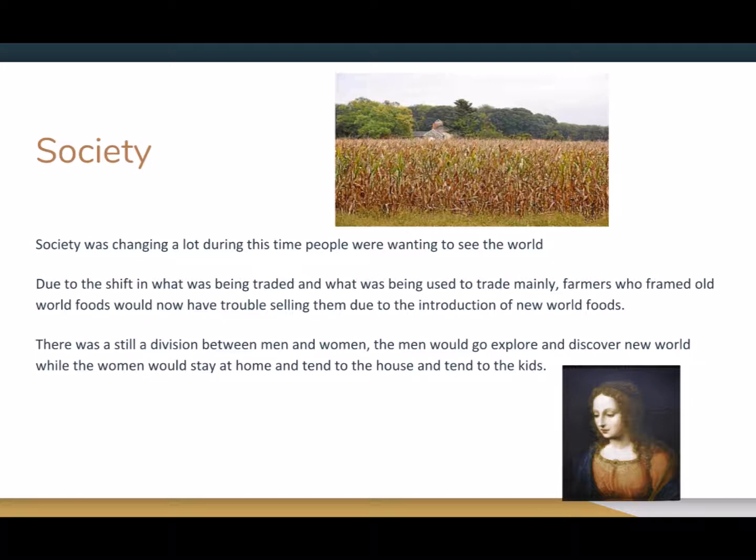There was still a division between men and women. The men would go explore and discover new worlds, while the women would stay home and tend to the house and tend to the kids, while the men were out exploring and having fun.